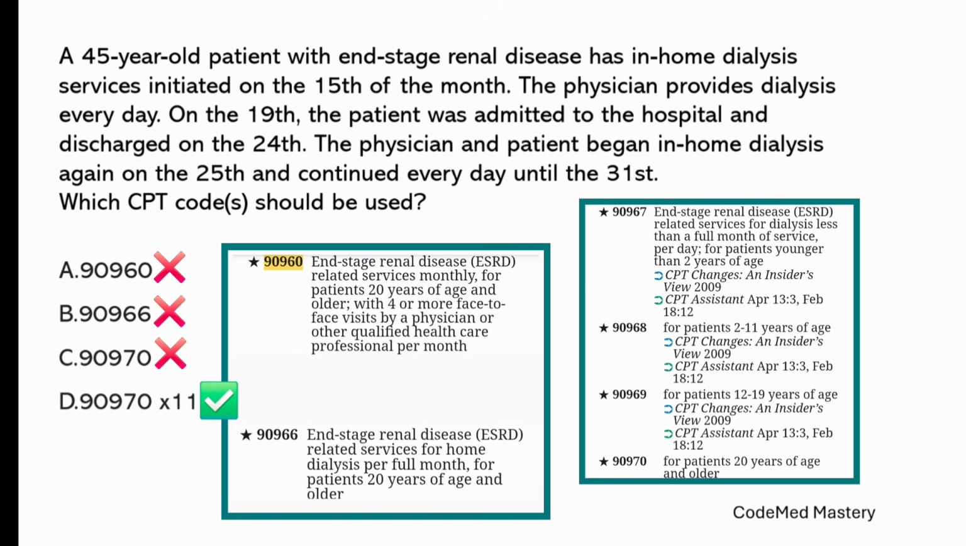The physician performed dialysis on 15th to 18th, that is 4 days, and resumed dialysis on 25th to 31st, which is 7 days. Therefore, for the month, the physician should code for 11 days. Therefore, we are using option D, 90970 multiplied 11 times. I hope you're clear with it. Let us move on to the next question.